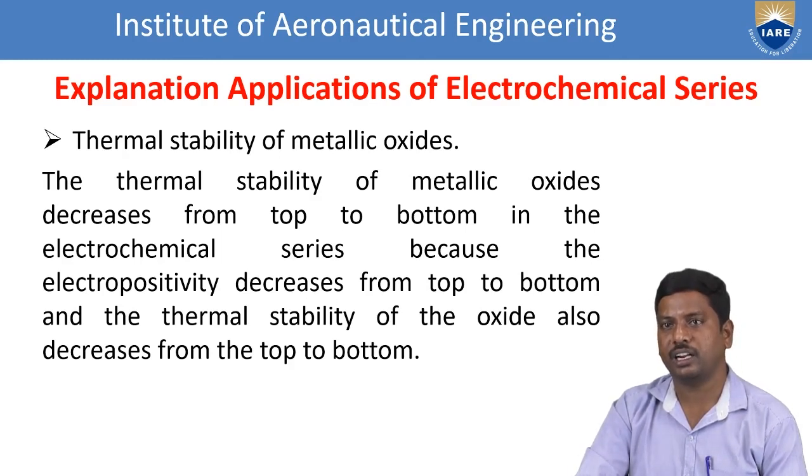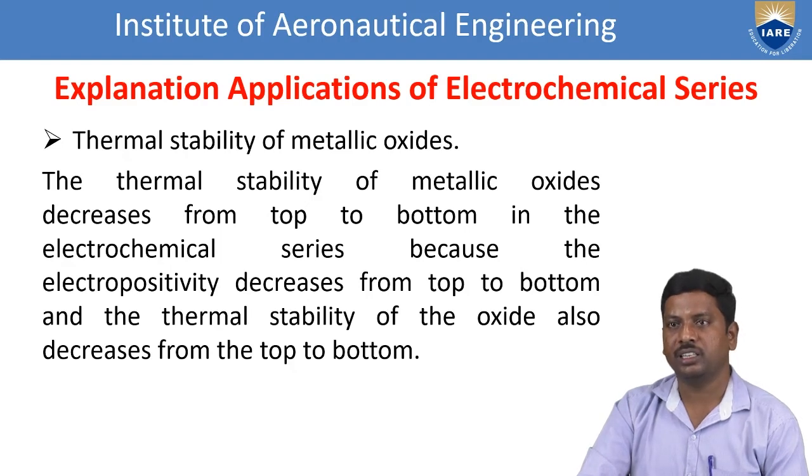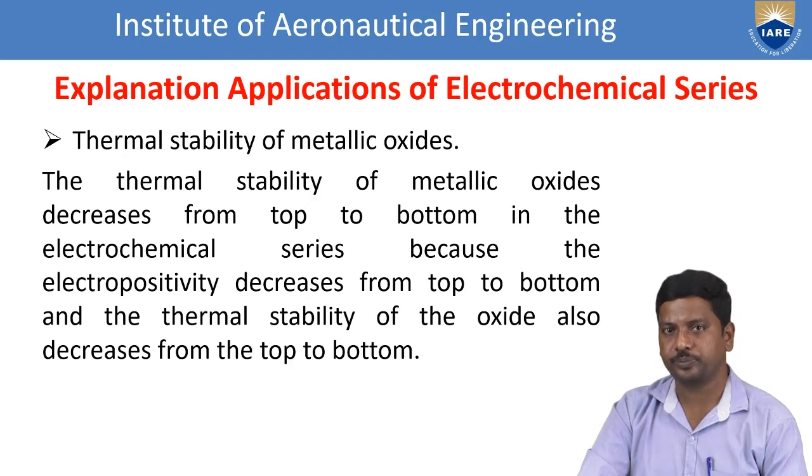That means whenever the temperature rises, some of the metallic oxides will be less stable and some will become more stable. Such conditions are also explained by the electrochemical series. So the thermal stability of metallic oxides decreases from top to bottom in the electrochemical series, as we move from the halogens to alkali and alkaline earth metals, and electropositivity decreases from top to bottom. So this is nothing but the applications of the electrochemical series.